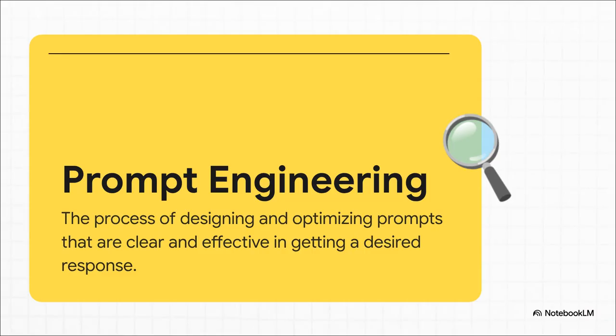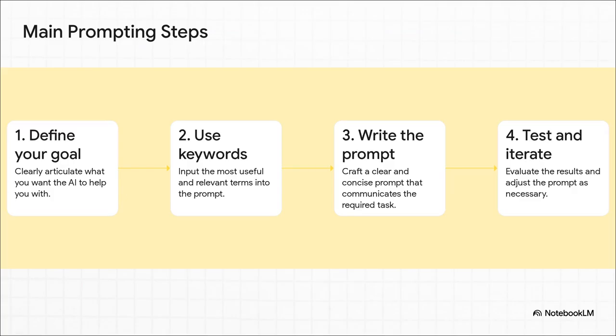Now, this skill has a pretty fancy name, prompt engineering. But seriously, don't let that name intimidate you. It's really just the craft of writing clear, effective instructions to get the AI to give you exactly what you have in mind. And really, it just comes down to this simple 4-step loop. First, know your goal. Then, use specific keywords. Write out your instruction clearly. And then, and this is the most important part, you test what you get back and you tweak your prompt. It's a conversation, not just a one-and-done command.